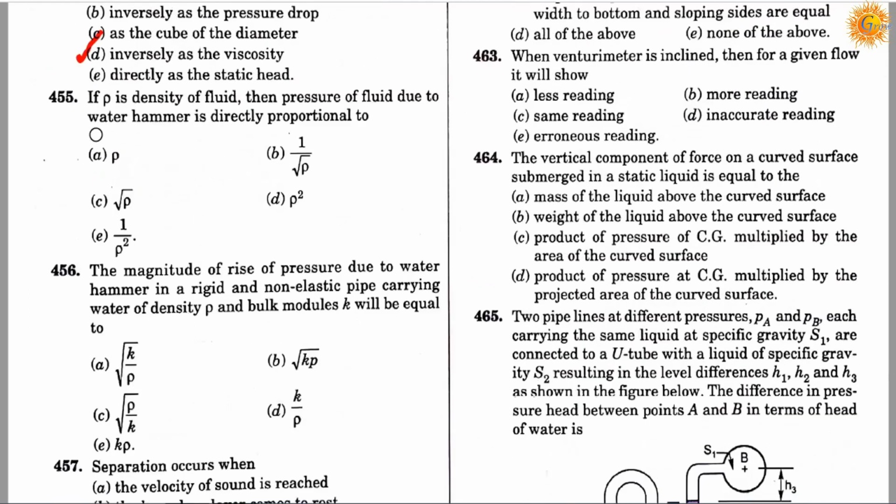Question number 455. If rho is density of fluid, then pressure of fluid due to water hammer is directly proportional to: option A is rho, option B 1 upon under root rho, option C under root rho, option D rho square, option E 1 upon rho square. So correct answer is B, it will be 1 upon under root rho.